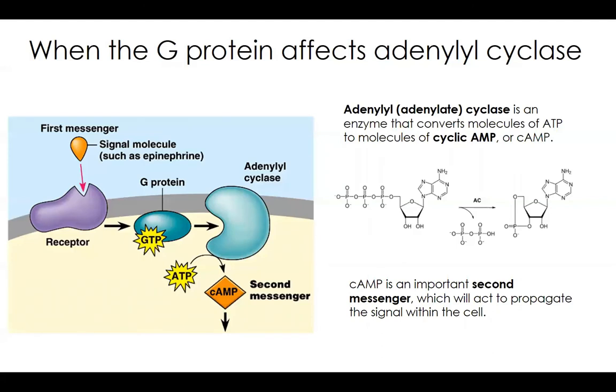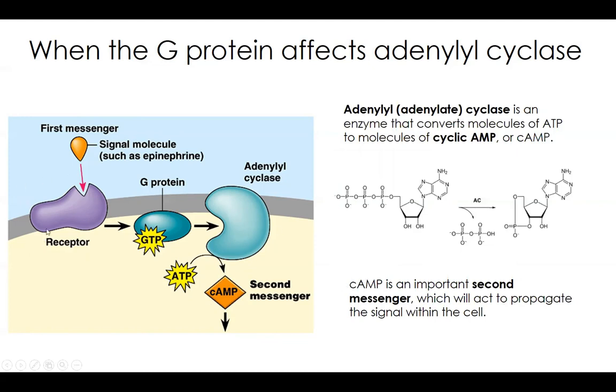So cyclic AMP is an important second messenger. Second messengers are molecules that will act to propagate the signal within the cell. Largely, we're talking about non-protein, non-enzyme types of molecules here. So this is a small molecule that's not a protein, it's not an enzyme. This is a second messenger. We'll see several of those today. So cyclic AMP is produced.